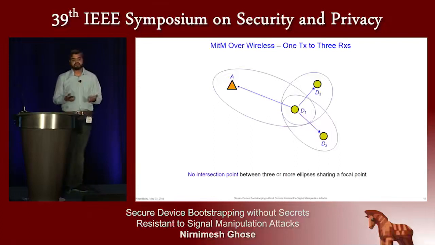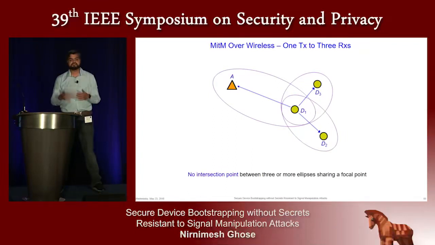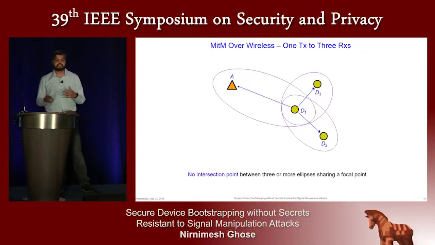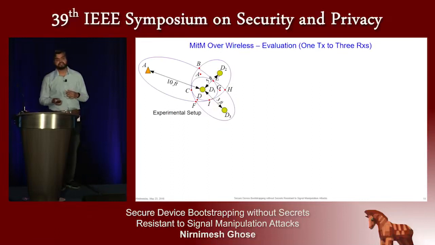The adversary, to perform a simultaneous cancellation of the D1 signal at D2, D3, and A, will have to be placed at the intersection point of these three ellipses. But geometry tells us that no such intersection point exists when D1 is the common focal point of these ellipses, so this attack becomes impossible. And to verify this fact, we performed experimental evaluations using USRPs.